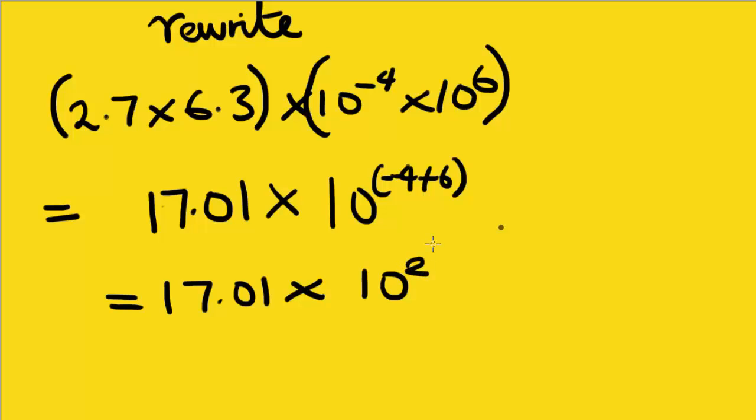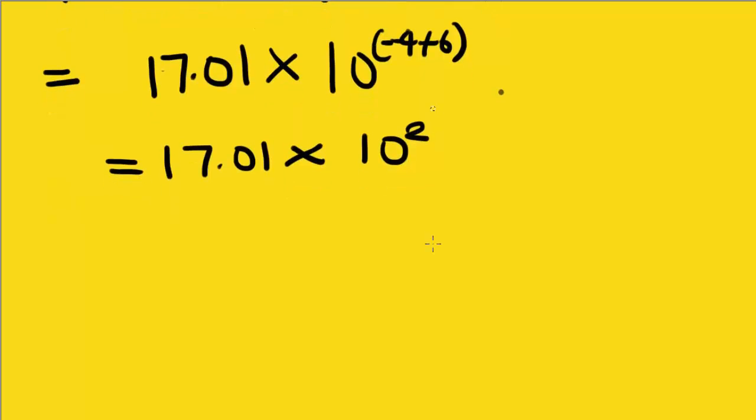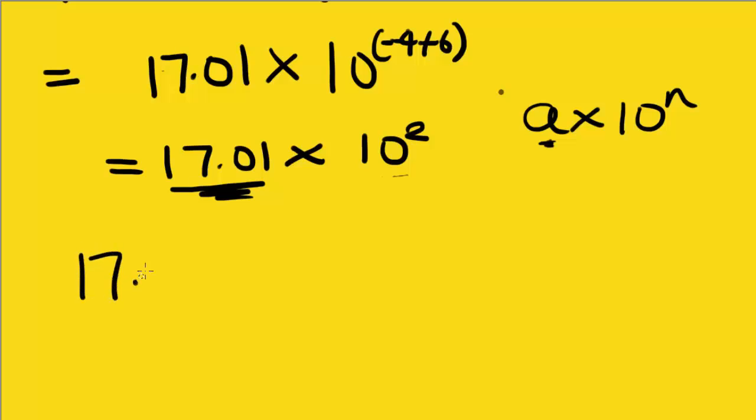Now, the question is, is this standard form? No. Why? Because remember, standard form is a times 10 to the n. We have a 10 to the n part, but the a is not right, because the a has to be a number such that it only has one digit before the decimal place. So just like I demonstrated before I started solving the problem, a number like 17.01 will be 1.701.